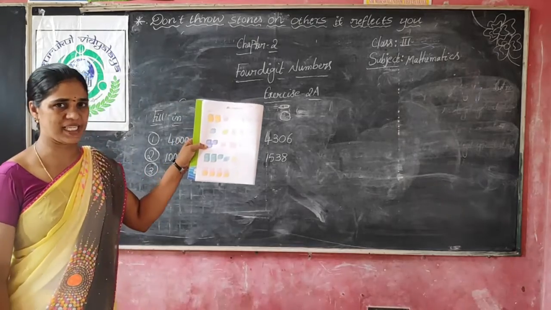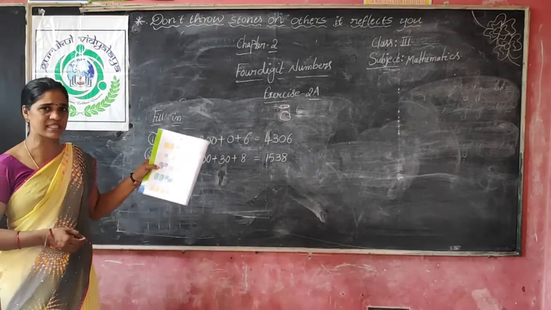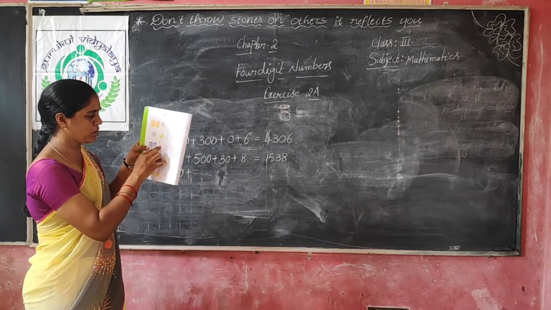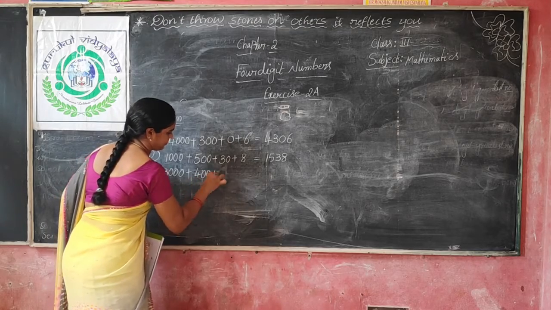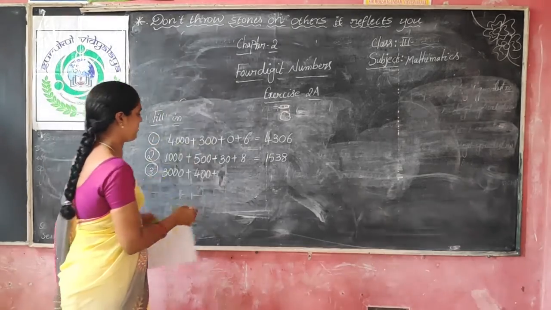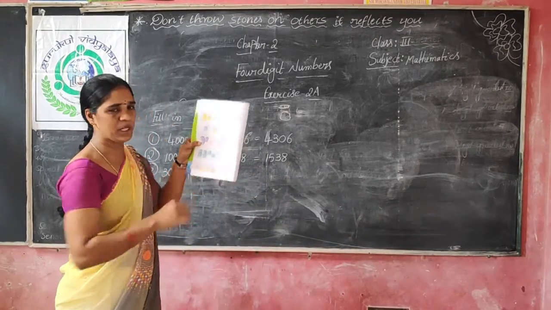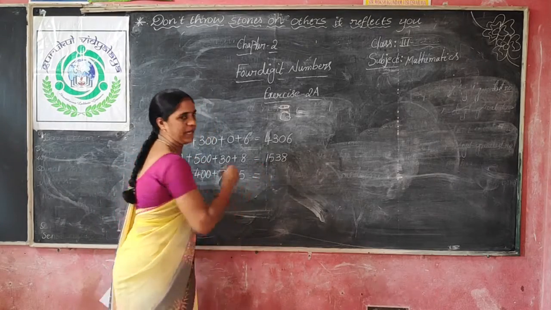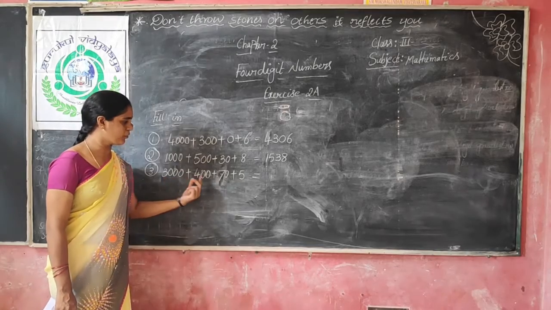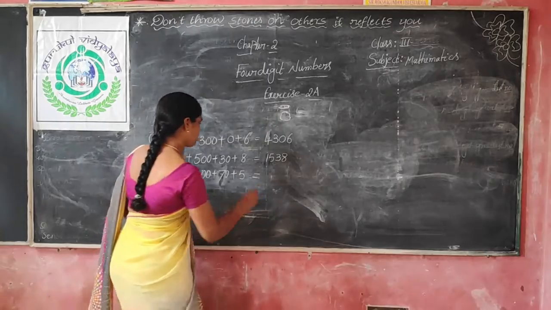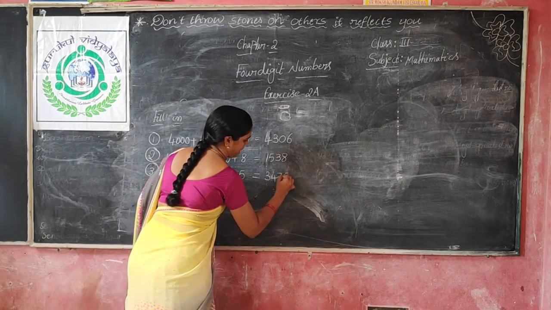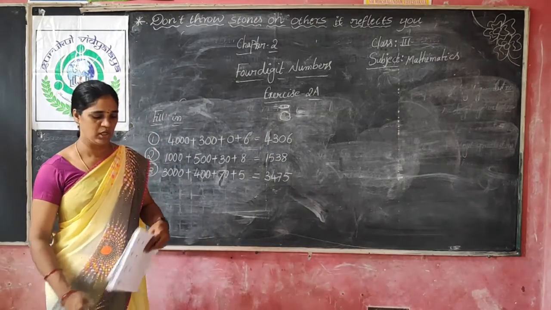See the next one. In this picture, how many thousands are there? 3 thousand cubes are there. So 3 into 1000, 3000. How many hundreds are there? 1, 2, 3, 4 are there, so 400. Next, how many tens are there? 1, 2, 3, 4, 5, 6, 7. 7 tens are 70. Next, how many ones are there? 5 ones are there, 5 ones are 5. So 3000, 400, 70, plus 5. So 3475. Okay, clear, children?